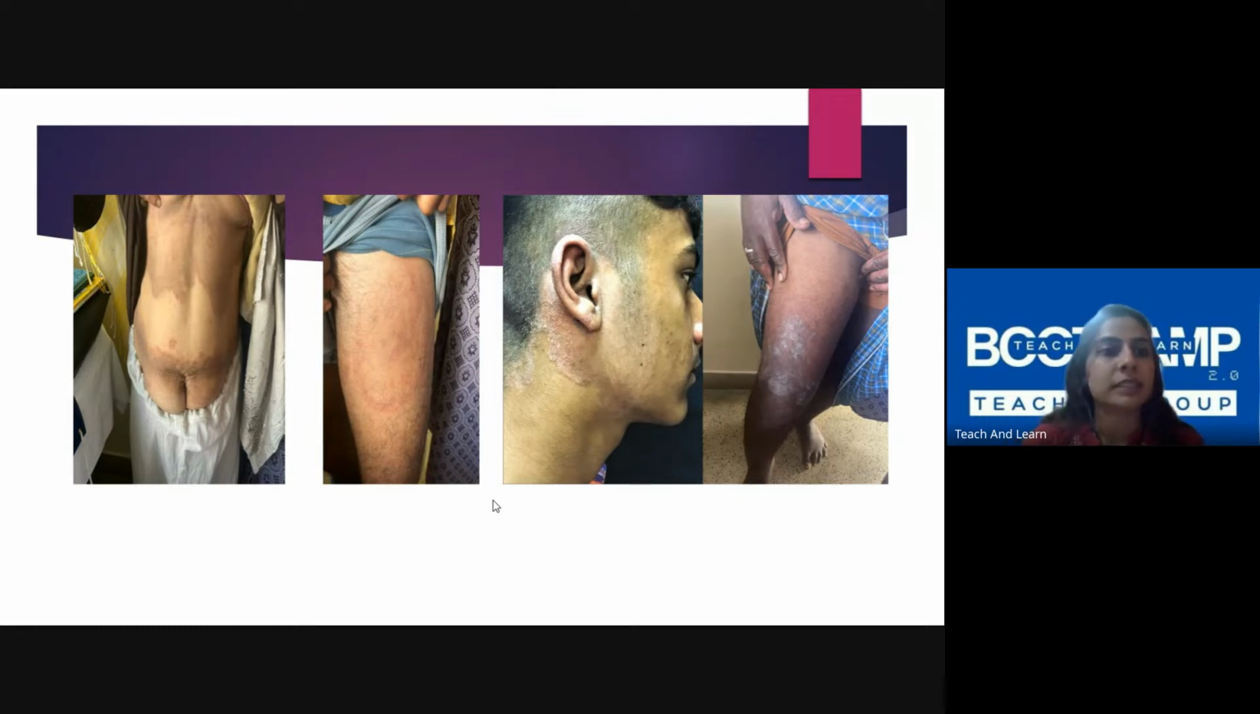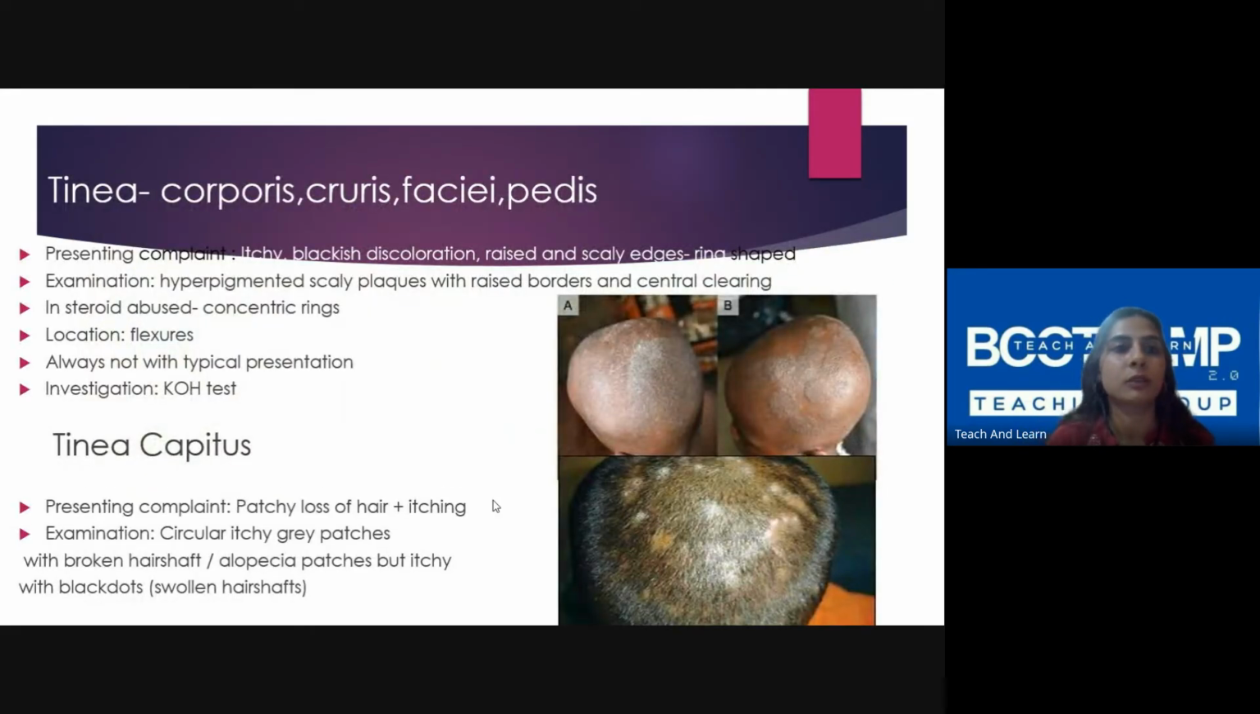Like what Dhwani said, it is tinea. There is fascia also and corporis. Let's see what those terminologies mean. So tinea corporis, cruris, fascia or pedis means it is a fungal infection which is on different parts of the body. Corporis means any part of the body. Cruris means in the groin, fascia means on the face, pedis means on the foot.